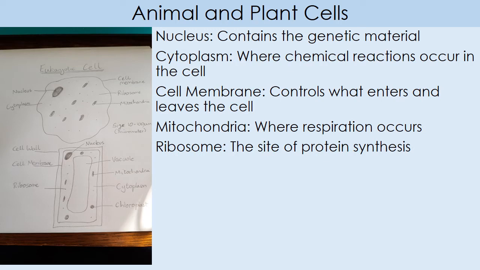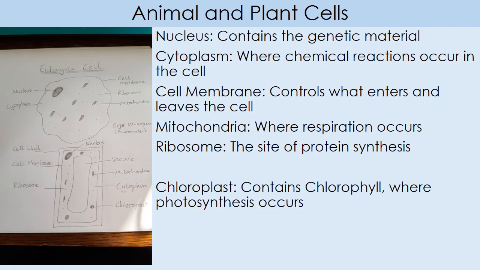We've then got ribosomes, which are the tiny little dots. Now they are the site of protein synthesis. So protein synthesis is making their own proteins. This is a lot of what a cell does. It will make its own proteins. Now these 5 are all present in animal and plant cells. We're now going to have a look at the organelles that are just present inside a plant cell.